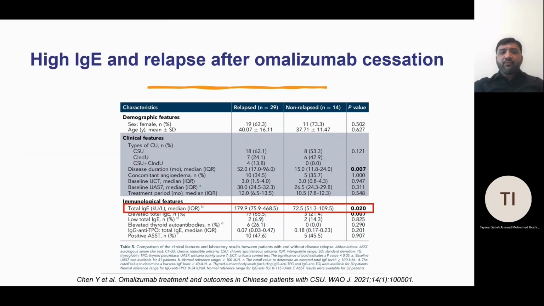In the same study, they found that higher IgE level at baseline was associated with a chance of relapse after stopping omalizumab. However, these patients, when they were reinitiated on omalizumab treatment, they had a rapid response.